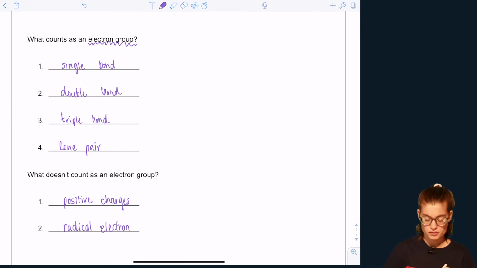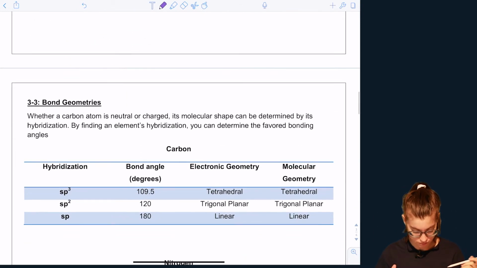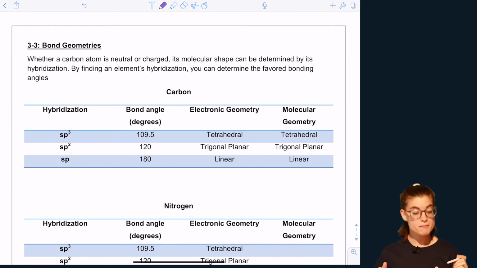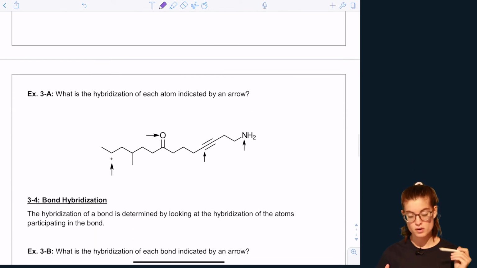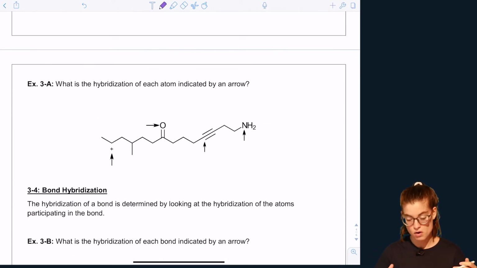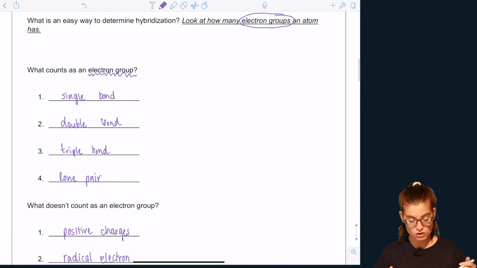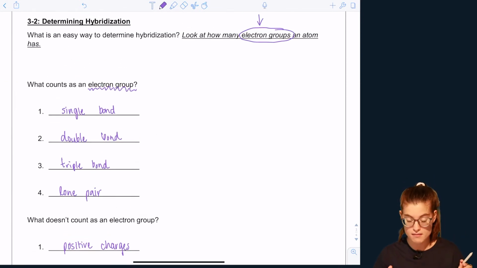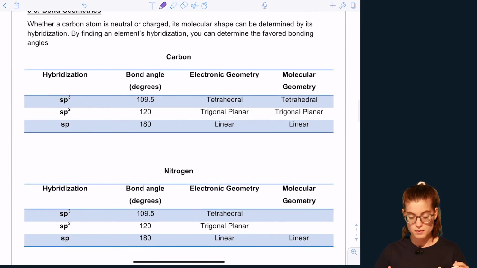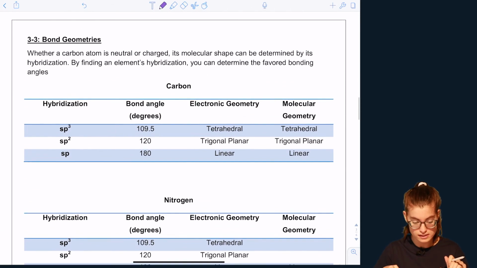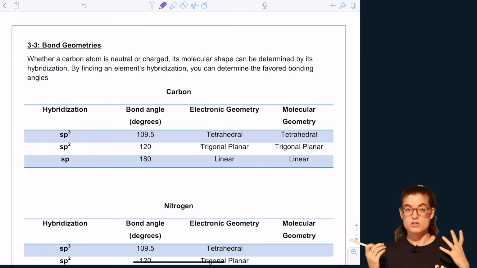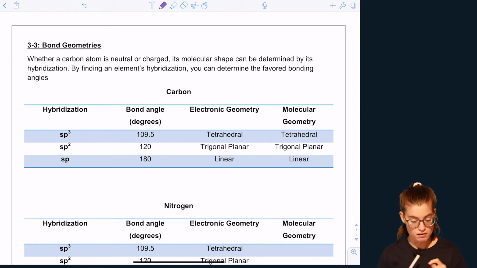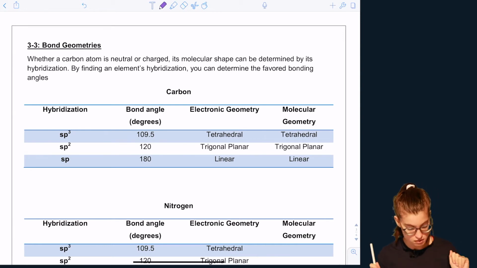But, let's see what we got here. Okay, we're going to jump into some bond geometries real quick and just talk a little bit about them, and then we're going to actually practice what we learned up here, where we learned how to determine hybridization. But we're going to take a really quick side note about bond geometries, and then we'll jump into practicing determining the hybridization of different atoms. Okay, so let's pause that and talk about bond geometries, which is still related to hybridization.